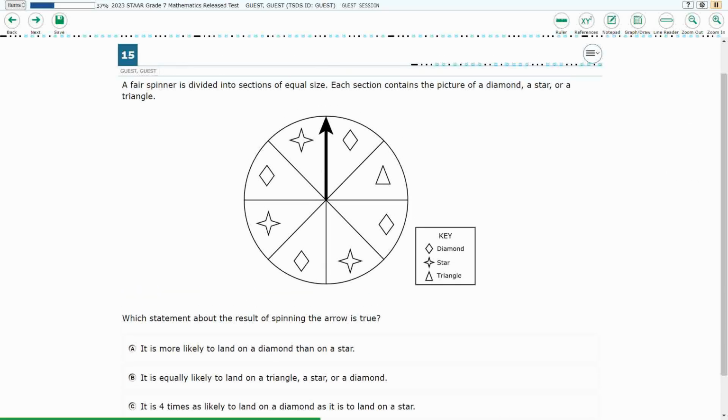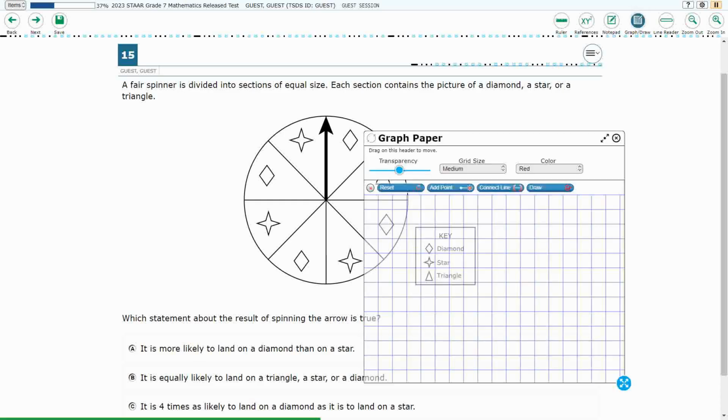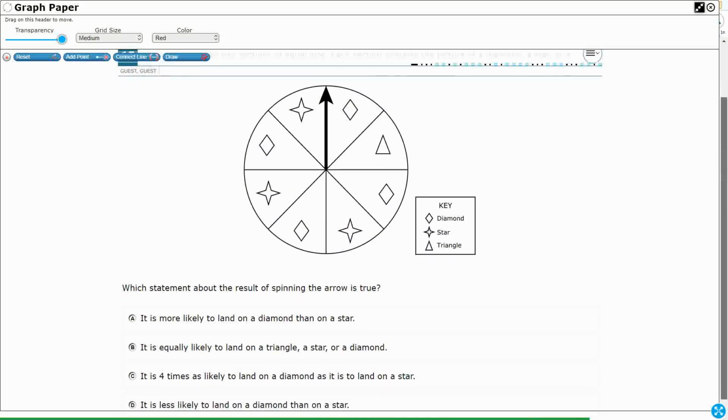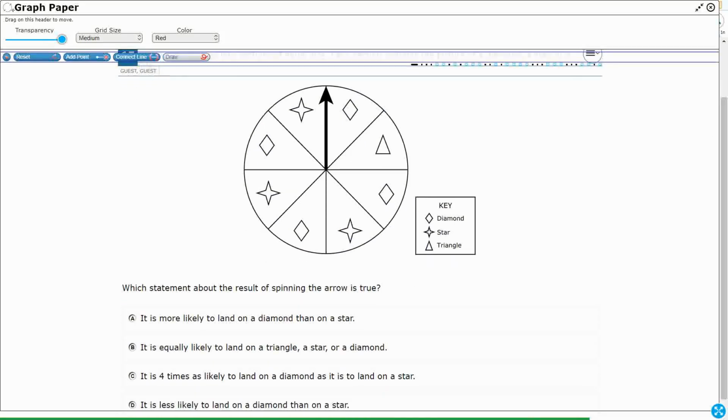This is a simple experiment, right? Because this is a simple event. You can only get one response rather than a compound event where you have to spin it twice and get like a series of items. So this is going to be pretty simple for us to figure out. Let's just go ahead and put a little bit of fractions here to help us.